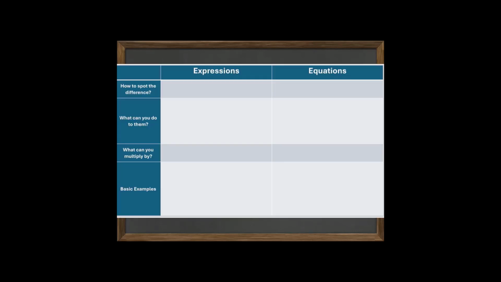Let's begin. First of all, let's figure out what is the main difference between expressions and equations. And the really simple answer is that equations contain an equal sign, whereas expressions do not contain an equal sign. So before we fill in the rest of this chart, let's just list some basic examples of expressions versus equations.